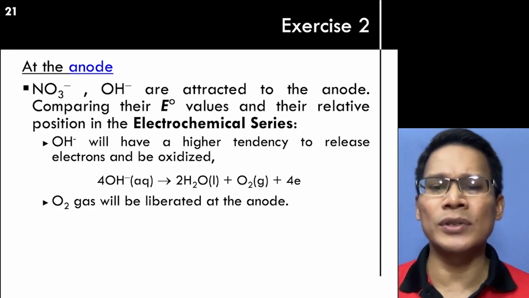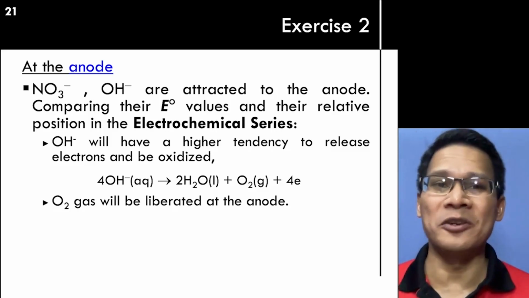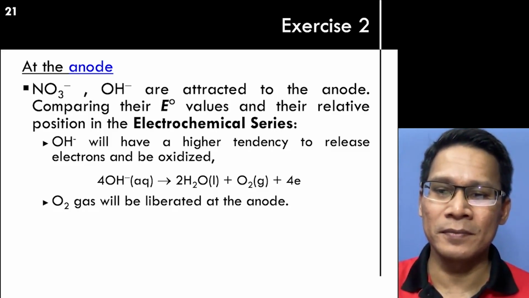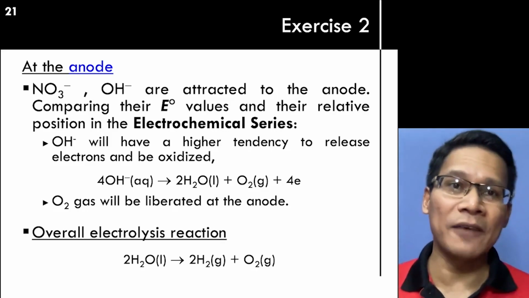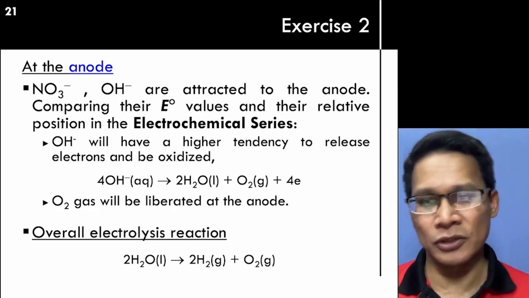Naturally, you may also use the electrochemical series that you probably remember more than your childhood to determine the ions to be discharged. By combining the two half reactions, we will get the overall electrolysis equation as shown.